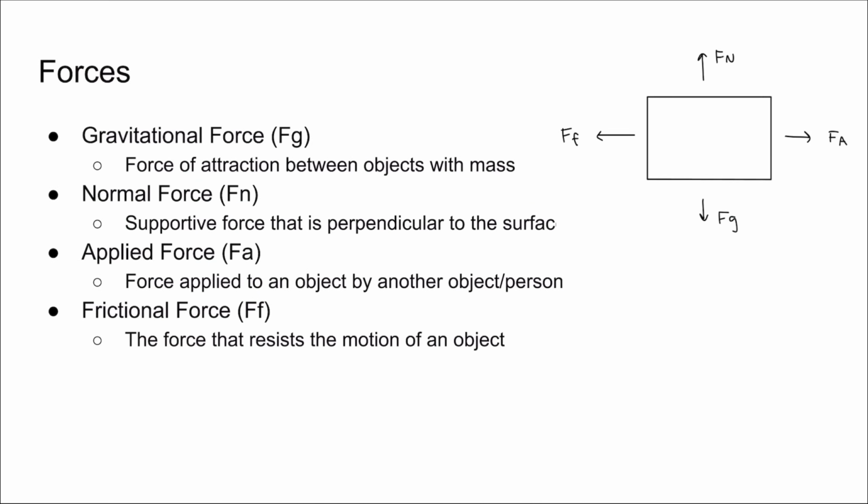Now, the diagram on the top right is a free body diagram. You should know how to draw one and how to identify the forces on one. Fg is gravitational force, which is the same thing as weight. Fn is normal force, so imagine this as the force that supports an object. Fa is applied force, and Ff is frictional force, which resists the motion of an object.